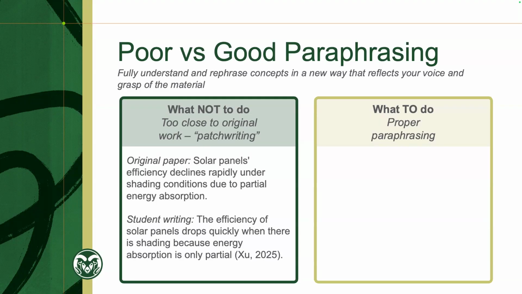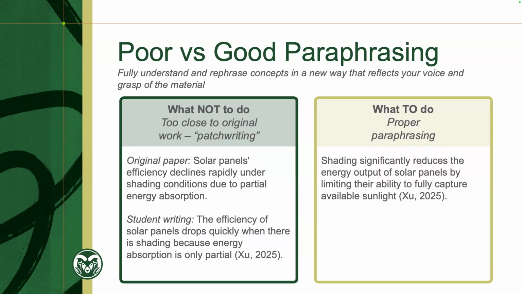Right, so an example here could be the original paper says that solar panels' efficiency declines rapidly under shading conditions due to partial energy absorption. And what we would not want to do would be to just change a couple of words but keep the overall sentence the same: the efficiency of solar panels drops quickly when there is shading because energy absorption is only partial, and still give credit to Zhu 2025. But you can very clearly trace that it was just some word changes there. And again, that doesn't demonstrate that you understand the literature. So instead, we should properly paraphrase: shading significantly reduces the energy output of solar panels by limiting their ability to fully capture available light (Zhu, 2025). Again, it's not just changing a couple of words, it's reframing it in your own words to demonstrate that you understand and interpret what you just read.